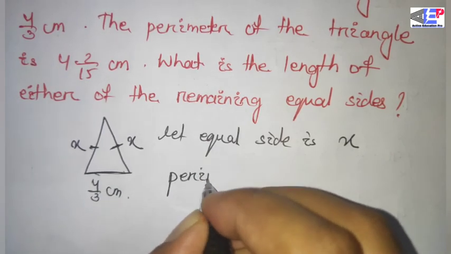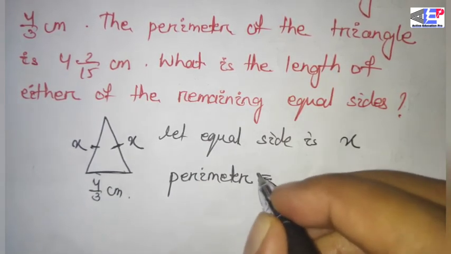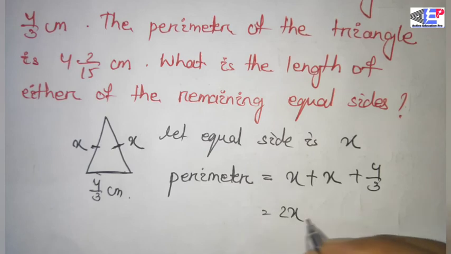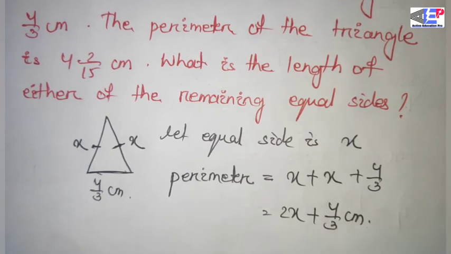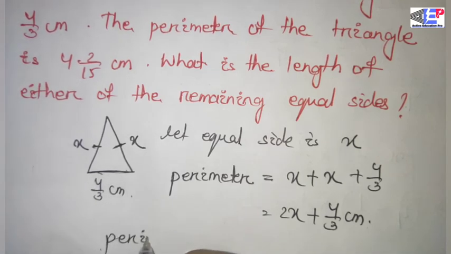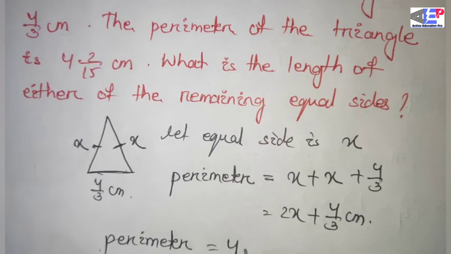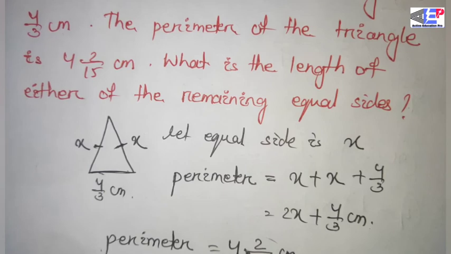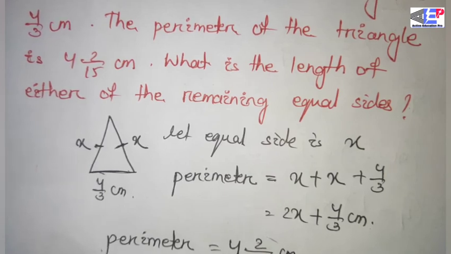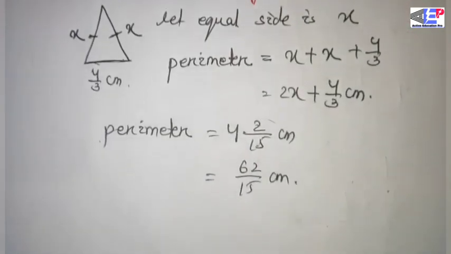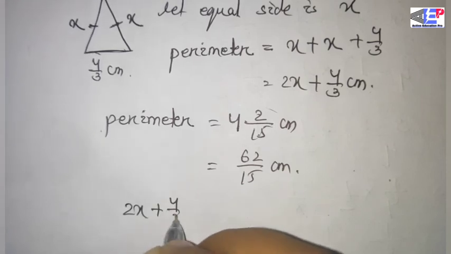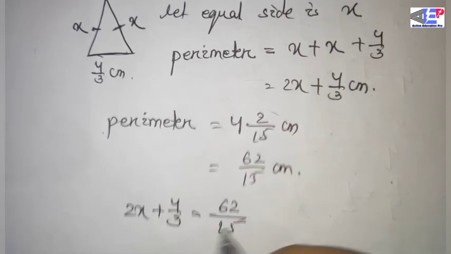Then perimeter means the sum of all three sides, x plus x plus 4 by 3, which becomes 2x plus 4 by 3 centimeter. But the question gives the perimeter as 4 and 2 by 15 centimeter, which is a mixed fraction. So make it an improper fraction: 15 times 4 is 60, plus 2, 62 by 15 centimeter. Then the algebraic equation of this question is 2x plus 4 by 3 is equal to 62 by 15.